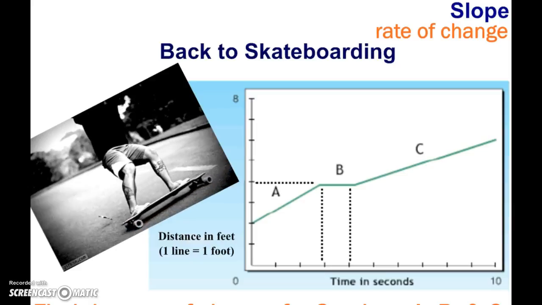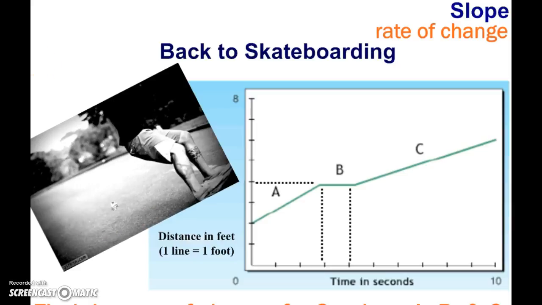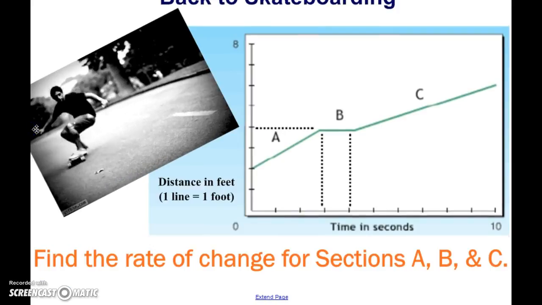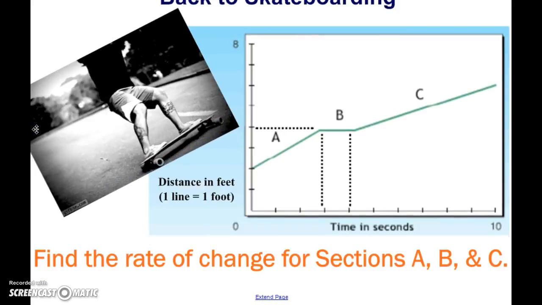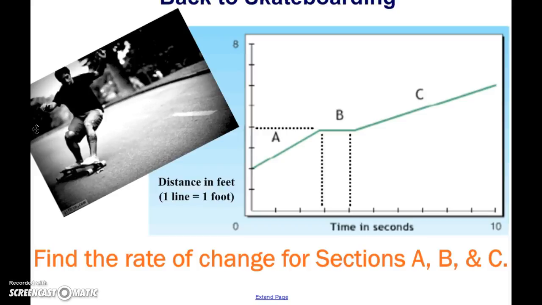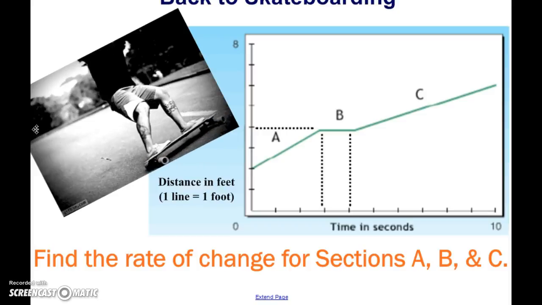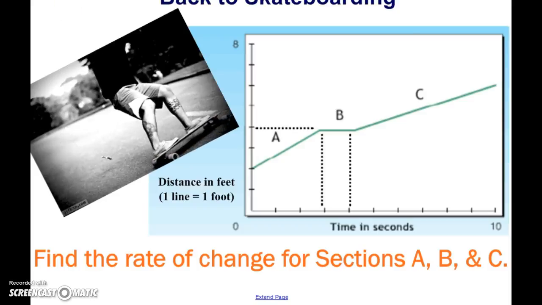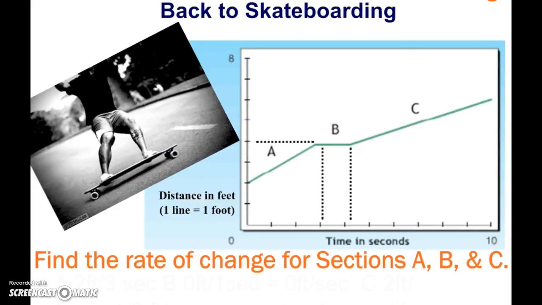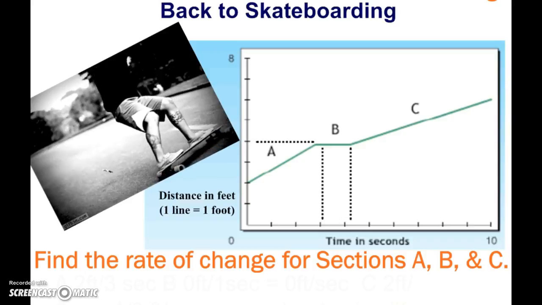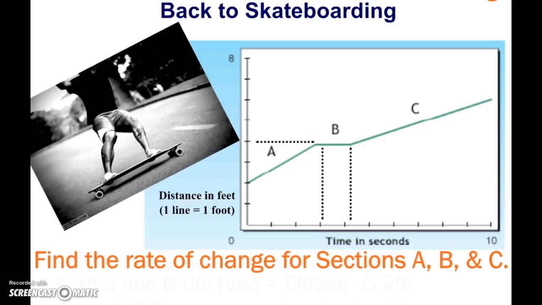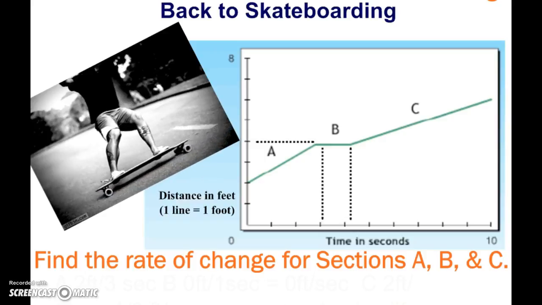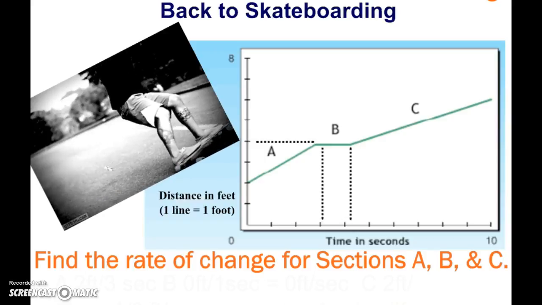Now let's go back to the skateboard format. It says find the rate of change for sections A, B, and C. Again, you'll answer the questions, and then we'll check. We want to find the rate of change for this particular graph. Write down what sections A, B, and C, what you think their rates of change would be.